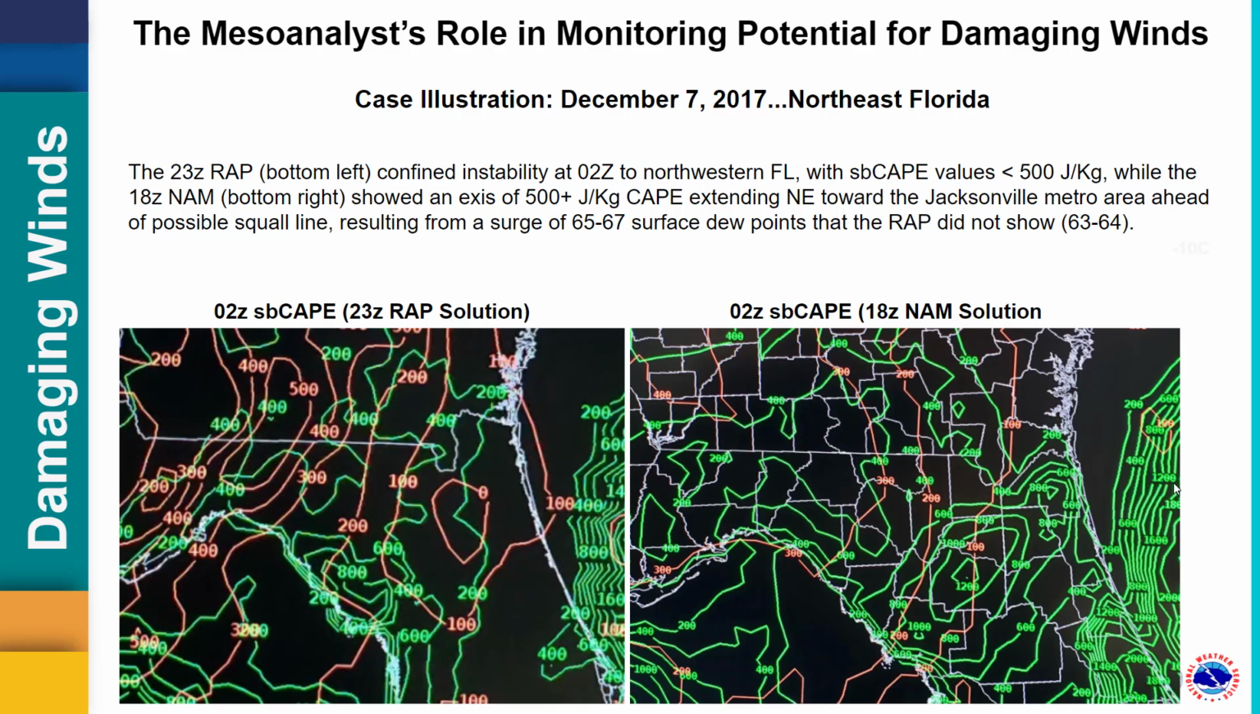Here we see on the right the 18Z NAM suggesting a surge of mid-60s surface dew points that would lead to an excess of CAPE values of 500 or greater joules per kilogram ahead of the squall line, while the 23Z RAP to the left, upon which the SPC mesoanalysis data is initially based, does not.